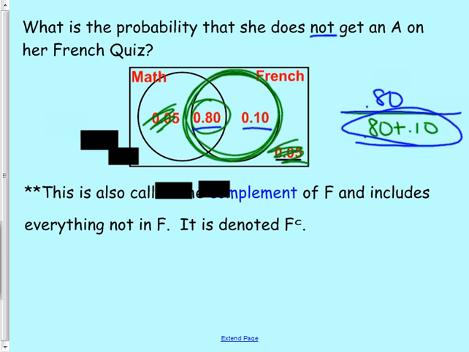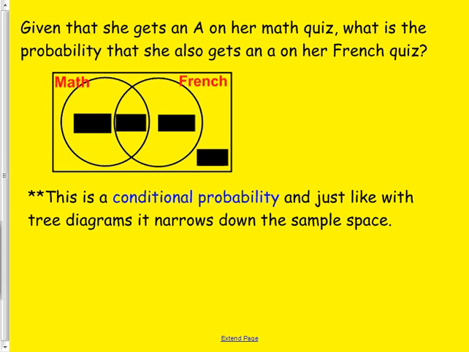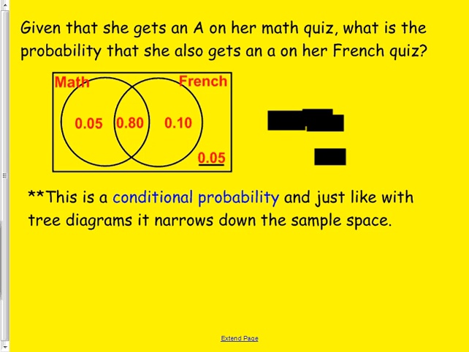All right. Move on to a different one. We're going to get more of these. So, given she gets an A on her math quiz, okay, see if you can answer this one. I'm going to reveal these because I don't think there's any reason we can't have them there. So, there we go. Given she gets an A on her math quiz, what's the probability she also gets an A on her French quiz? It's very similar to what we just did, a little different. Divide it and actually get the decimal. If you haven't got your calculator out yet, get it out now. I'll pause while you do that.